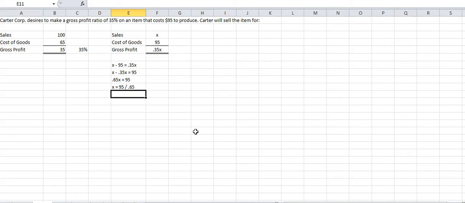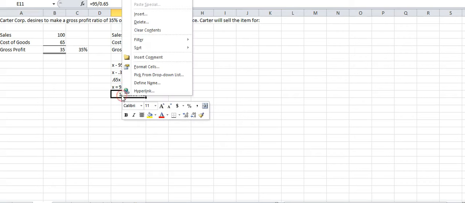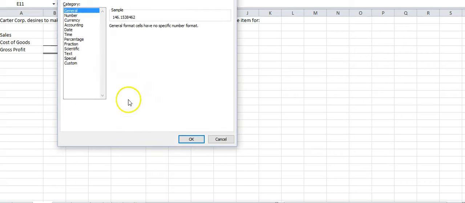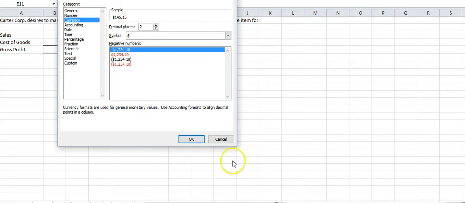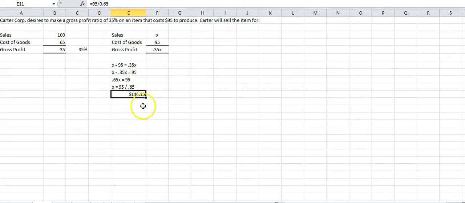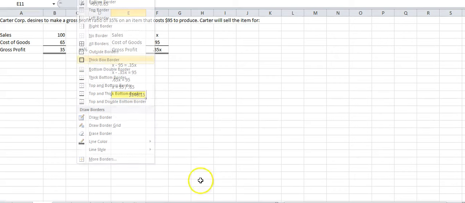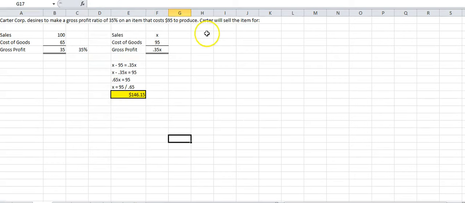And x is going to equal, well, let's do it right here, divided by 0.65. 146.15. Let's do it like this. Format cells. Let's make it a currency, right? 146.15. And that's the answer. That's your sales price. Let's plug it in to see if that's true.